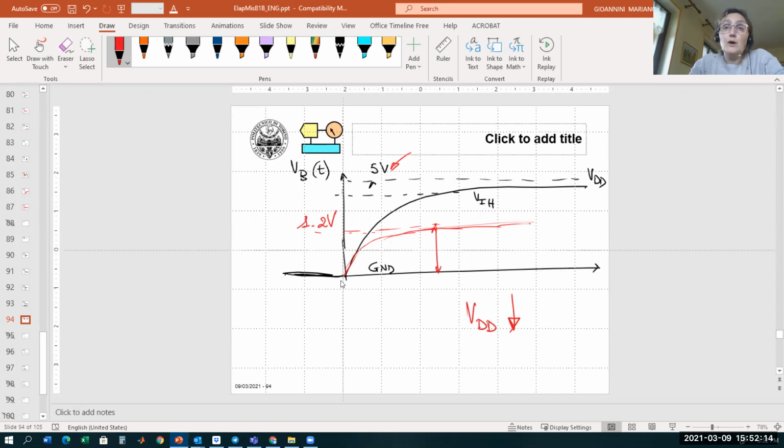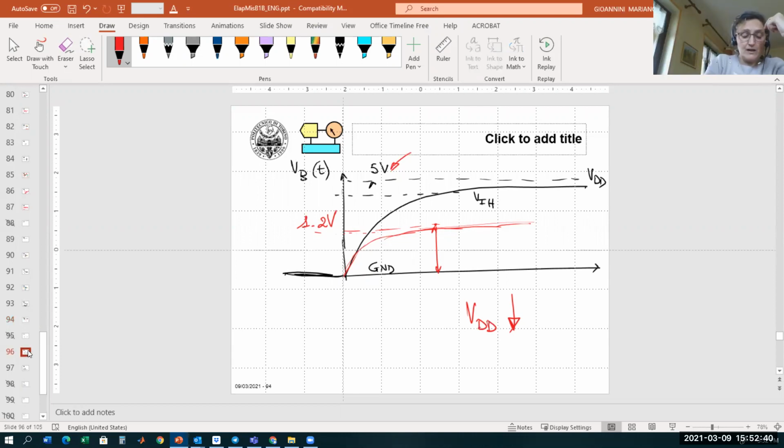Okay, however, you have an additional problem, that is the fact that the separation between a low voltage level and a high voltage level is very reduced. So maybe you have problems if there's too much noise, because it might be difficult to discriminate if the voltage is low or the voltage is high.